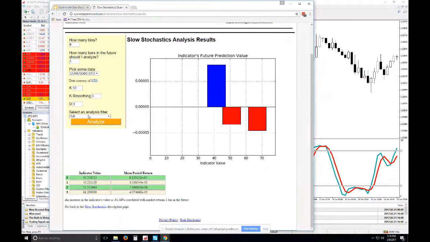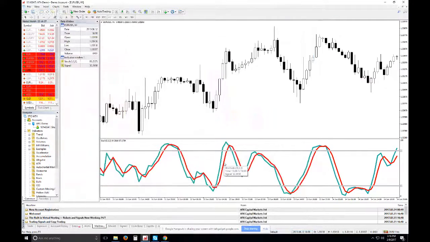The other idea I found interesting was to think about the histogram, which again is not displayed in MetaTrader, but it's just the blue line minus the red line. So if you get a positive number, that would imply that the histogram is above 0. And if you get a negative number, i.e. blue is less than red, then the histogram is less than 0.